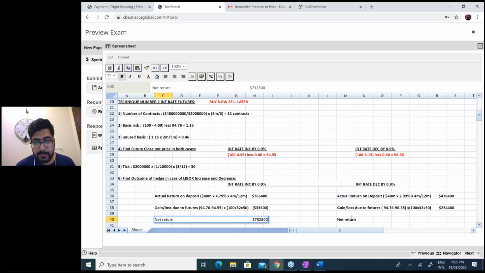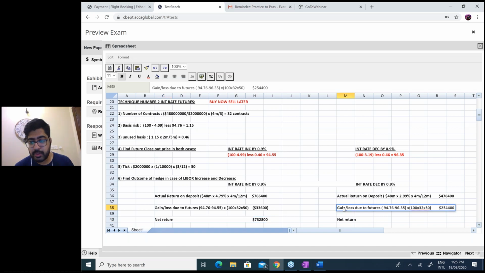Okay, and come to this side. Gain or loss due to futures on the right side. The strategy is buy now, sell later. Buy now for 94.76 and sell later for 96.35. Buy for lower, 94.76, sell for later, 96.35. Buy for lower, sell for higher. It's again a gain, which increases return. Add it: 800 plus 254,400.